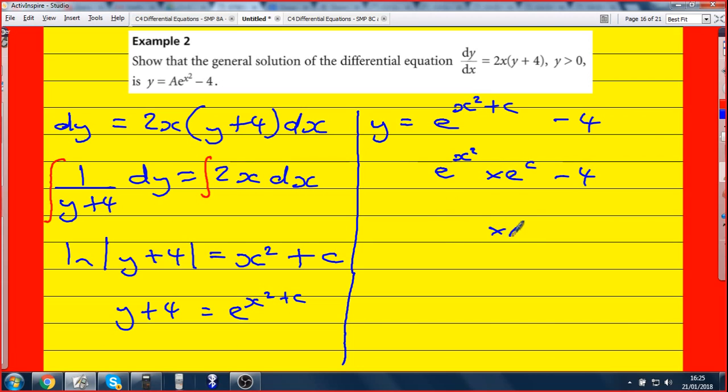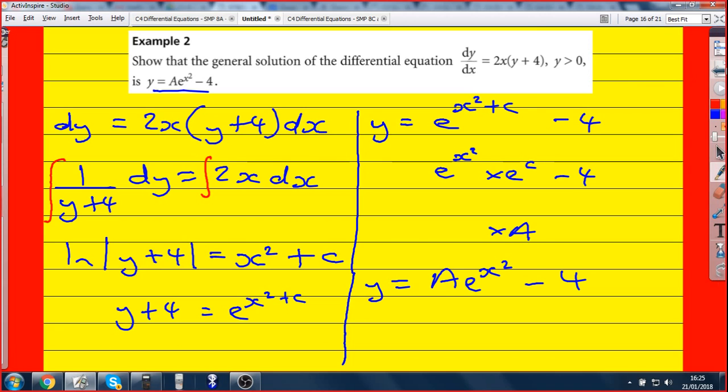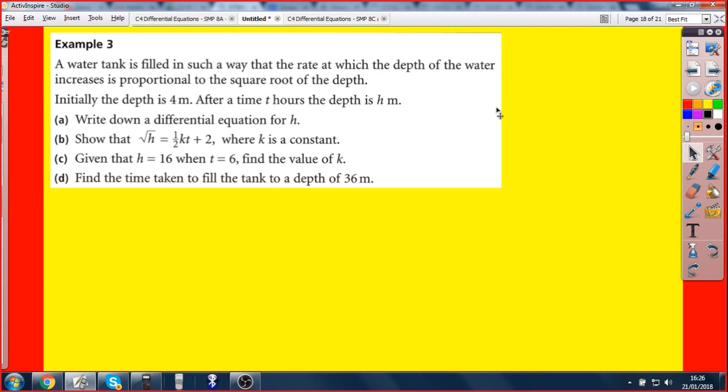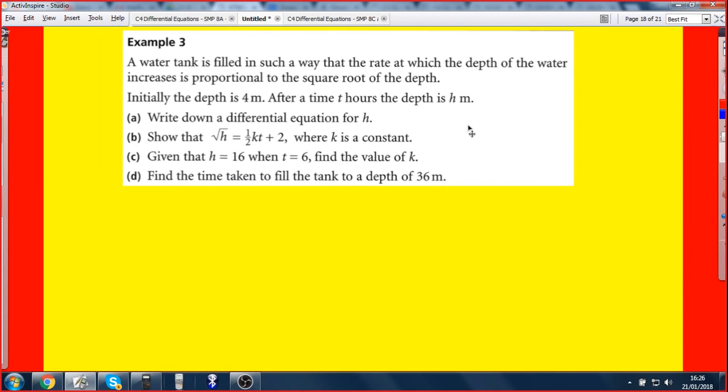Yeah. So then that's A. So A. And that's y equals, I think that's what we were asked for. A e to the x squared minus 4. Yeah. Any questions there? Okay. That's that. Okay. So now this is more like it. Let's try this.